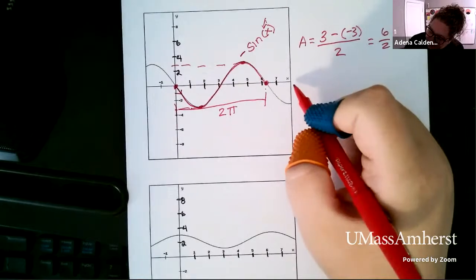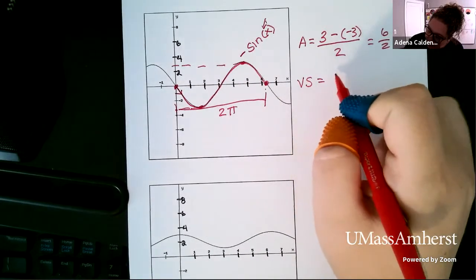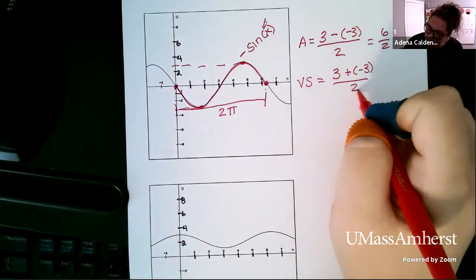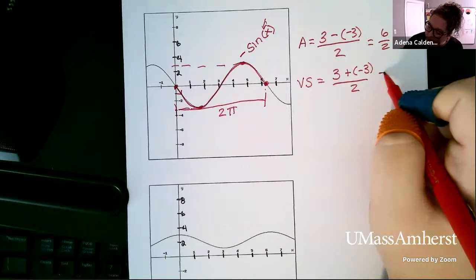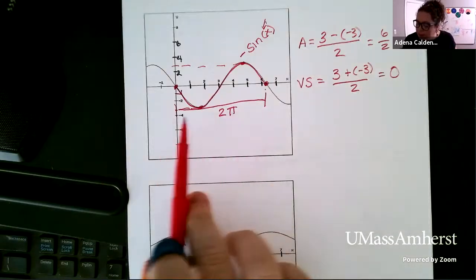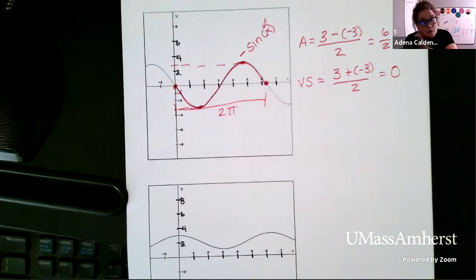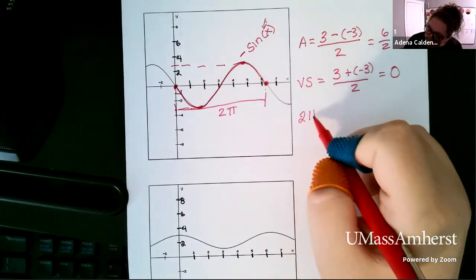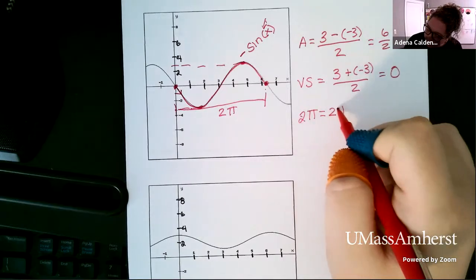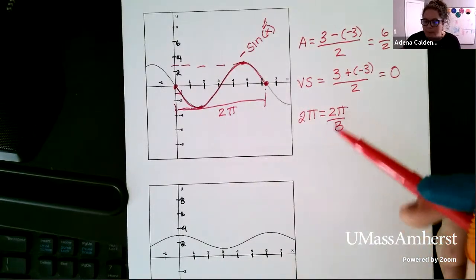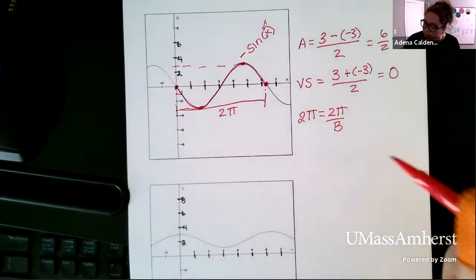And then I'm going to check my vertical shift. So I'm going to do max plus min divided by 2. 3 plus -3 is 0. So that means I don't have a shift if that comes out to be 0. And the period is 2 pi. So that didn't change anything, right? Because here what I would normally do is I'd say, okay, so 2 pi equals 2 pi over b, right? But b has to be 1 here for these to be equal. So there's an invisible 1 there all the time.